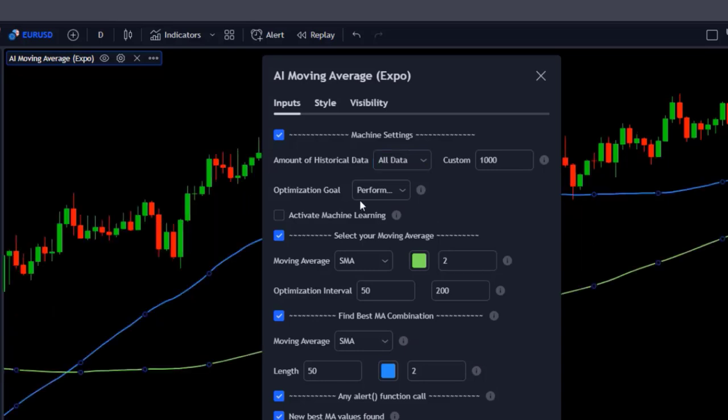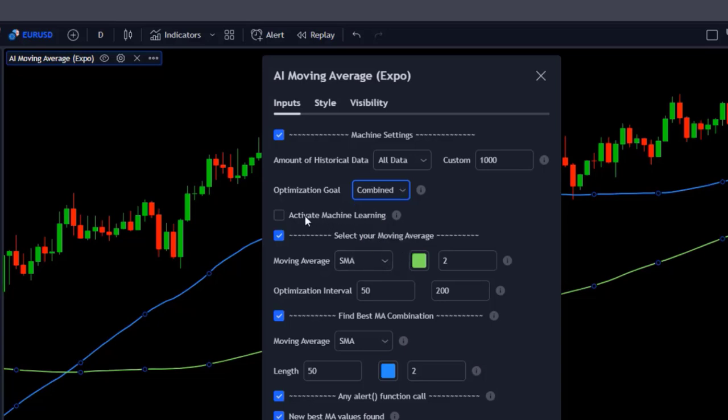The next step is to choose an optimization goal. Here you have three options: performance, win rate, or combined. Performance means that you get the best MA value based on which MA period performed best in terms of number of percent caught. The win rate means that you get the best MA value based on the MA period that had the highest win rate. It is recommended to use the combined optimization goal.